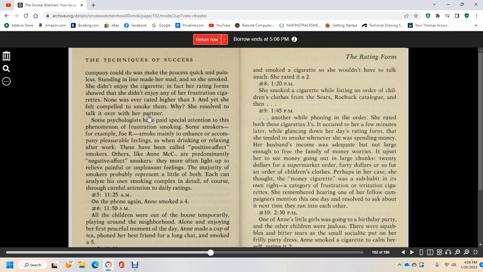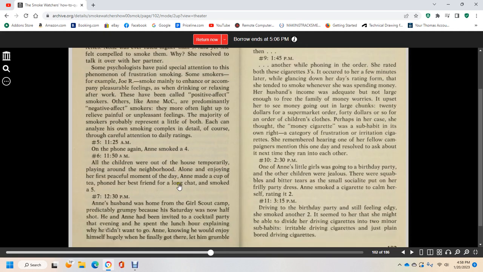Some psychologists have paid special attention to the phenomenon of frustration smoking. Some smokers, like Joe R., smoke mainly for the company and accompanying pleasurable feelings, as well as when driving and relaxing after work. These have been called positive affect smokers. Annie was one of the predominantly negative affect smokers. They mostly light up to relieve painful, unpleasant feelings. The majority of smokers probably represent a little of both. Each can analyze his own smoking complex in detail, of course, with careful attention to daily ratings.